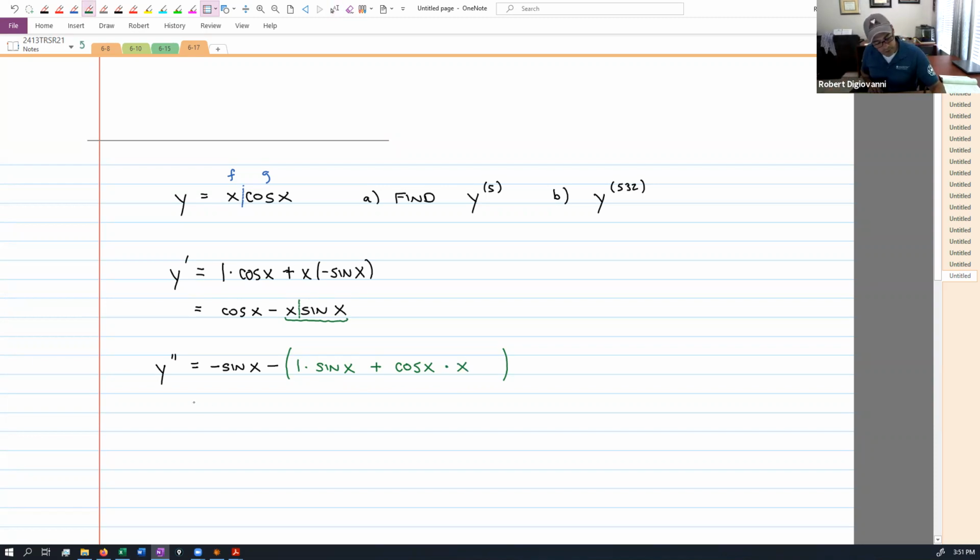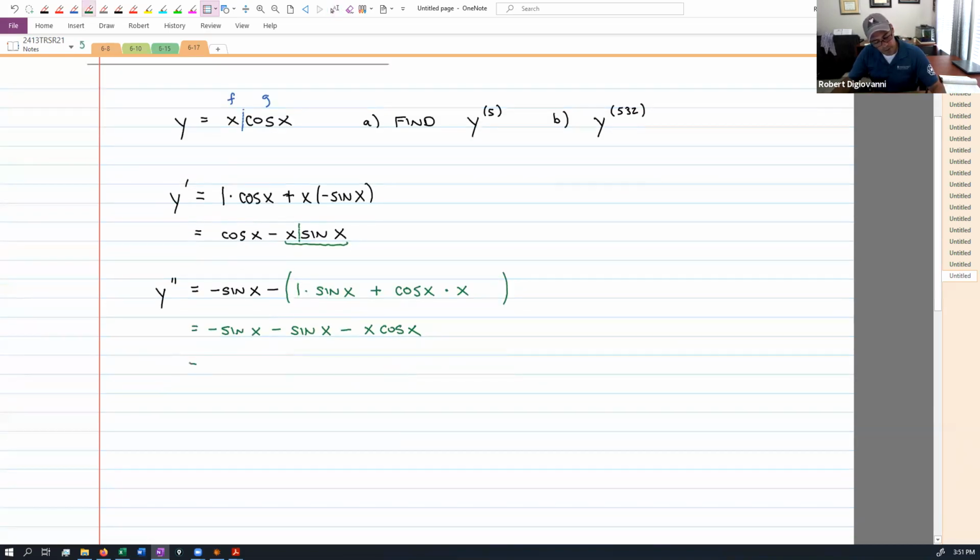Okay, let's clean it up. This is negative sine x minus sine x minus x cosine x. So what happened here was I had a minus sine x, this minus went through, turned this into a minus, minus went through, turned that into a minus, and I moved the x out front. This gave me negative 2 sine x minus x cosine x. And that's because I can put these two together because they're the same, right? All right, there's our second derivative, everyone. 3 more to go.